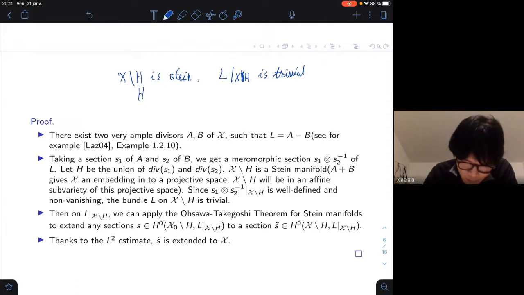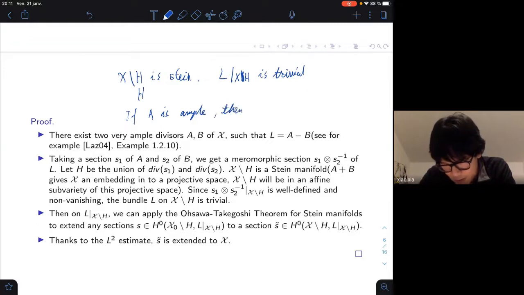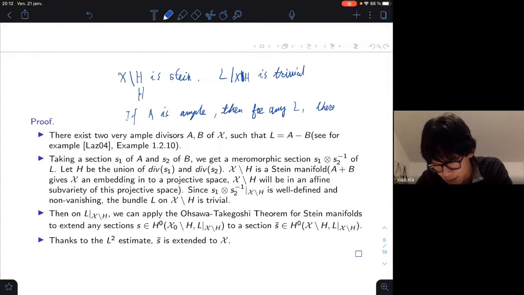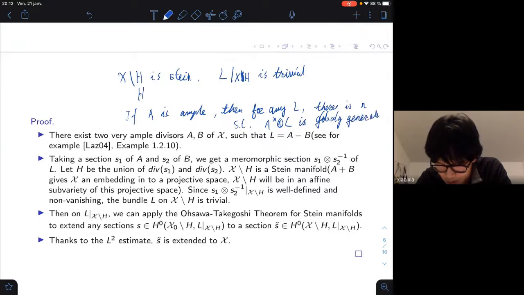One says that if A is ample, then there is a number n such that A^n tensor L is globally generated, right? So just to use this theorem, because you can sharpen this theorem to make this not only globally generated, but also an ample line bundle. For example, you can see Lazarsfeld's Positivity book. Okay.